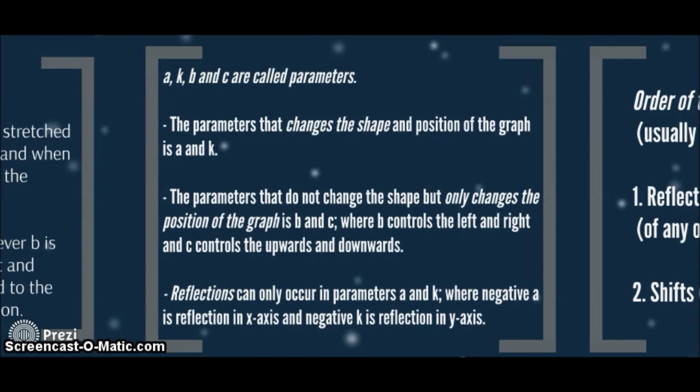a, k, b, and c are called parameters. The parameters that change the shape and position of the graph are a and k. The parameters that do not change the shape but only change the position of the graph are b and c, where b controls the left and right, and c controls the upwards and downwards. Reflections can only occur in parameters a and k, where negative a is reflection in the x-axis and negative k is reflection in the y-axis.